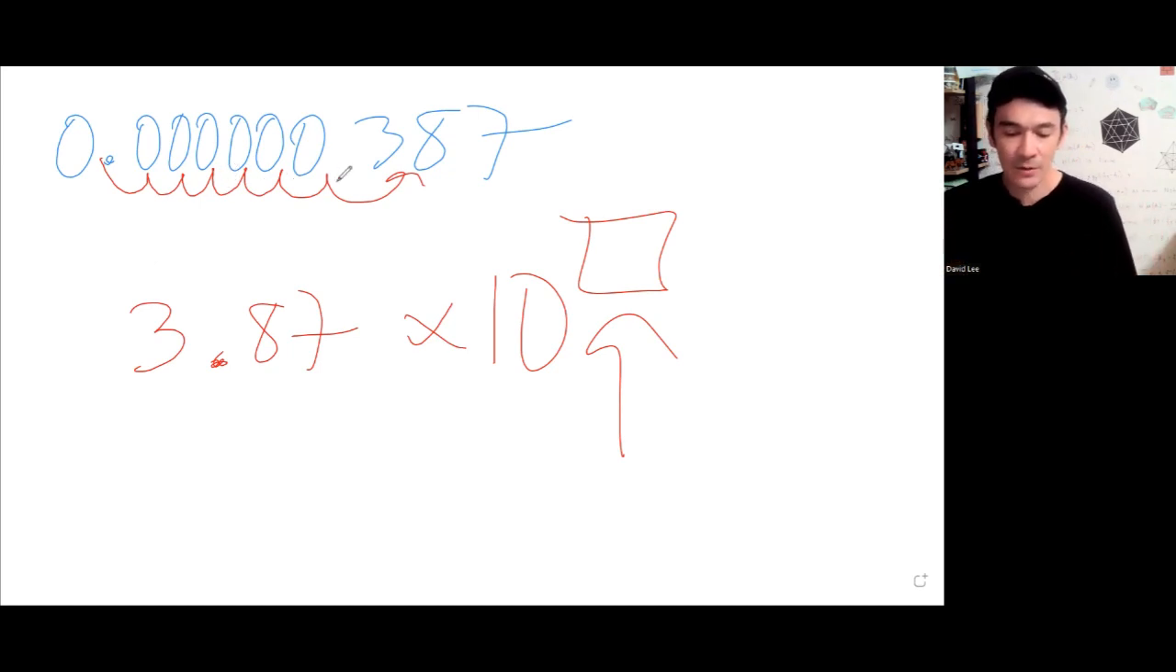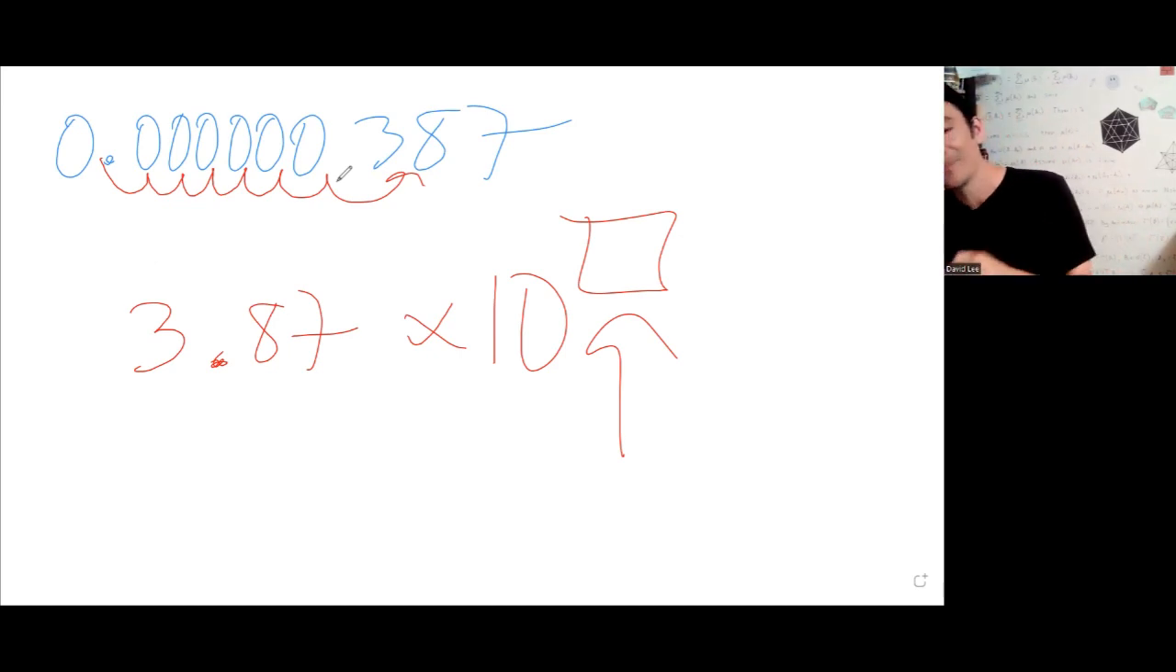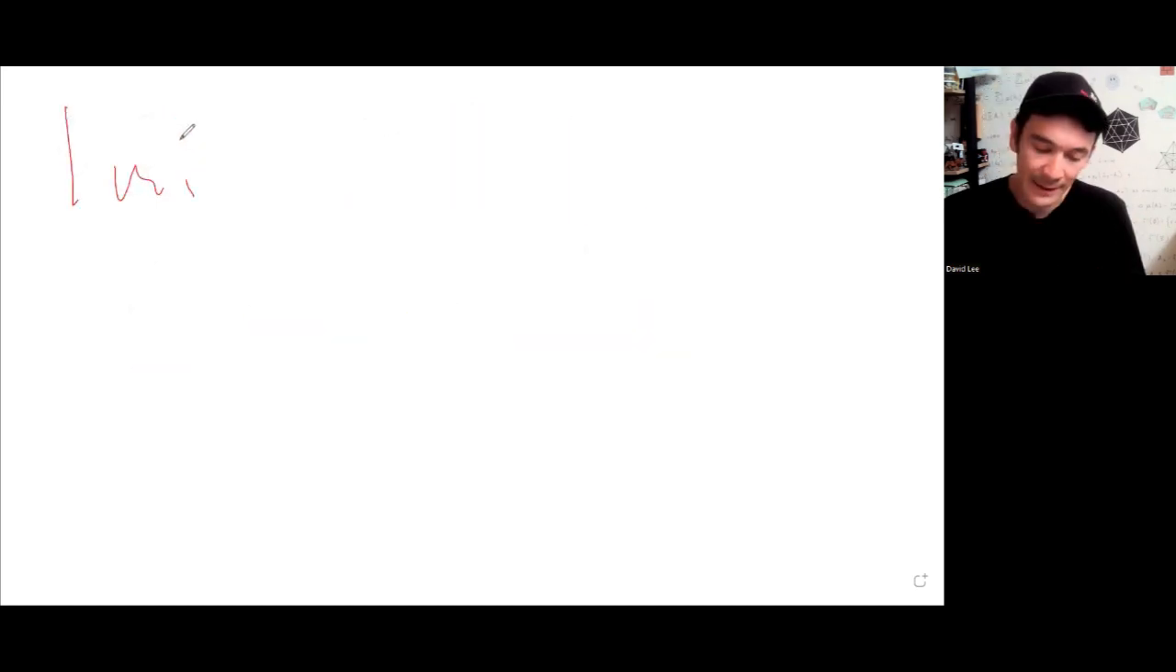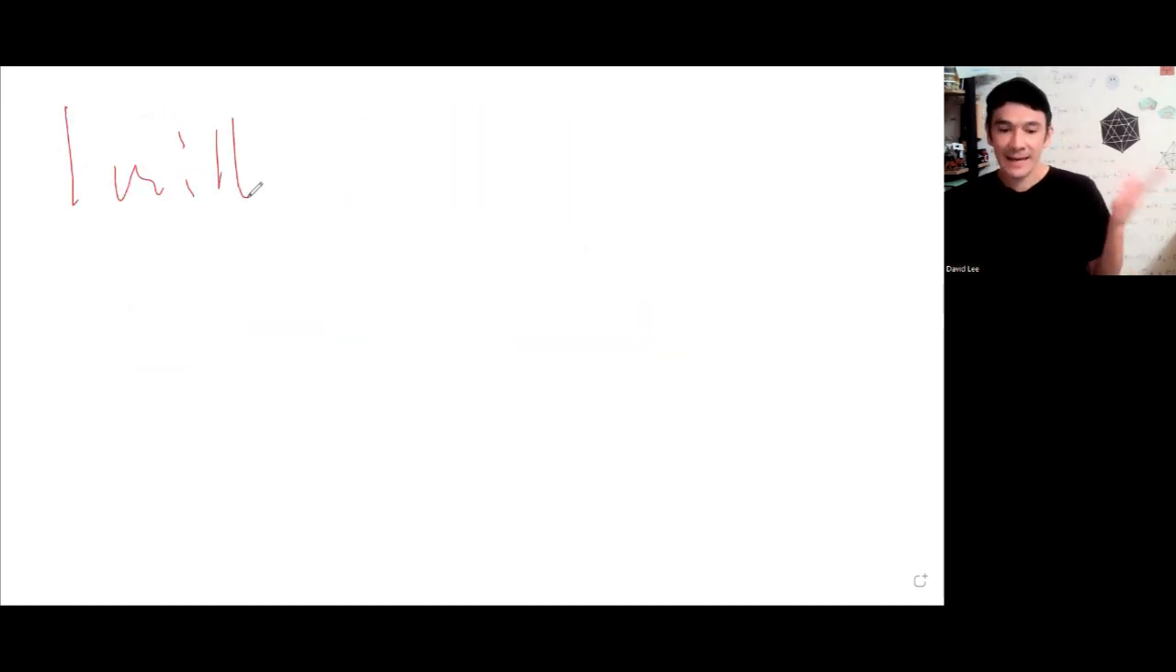But because you moved the decimal to the right, that would be -7. See that? -7. How about 1 million? What would 1 million look like in scientific notation?